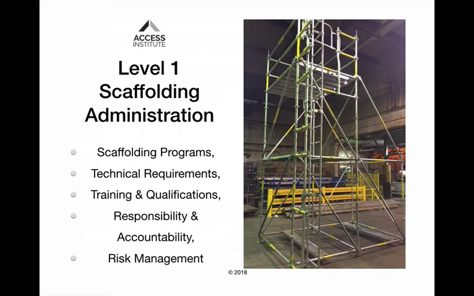It deals with a very fundamental understanding of the scaffolding industry, how to supervise scaffolds on the job site, what goes into a program, what are the technical requirements of codes and regulations, what are the roles and responsibilities, what are the risks involved with scaffolding and how do we manage those risks, and how do you establish responsibility and accountability within your organizations for the administration and the supervision of scaffolding.